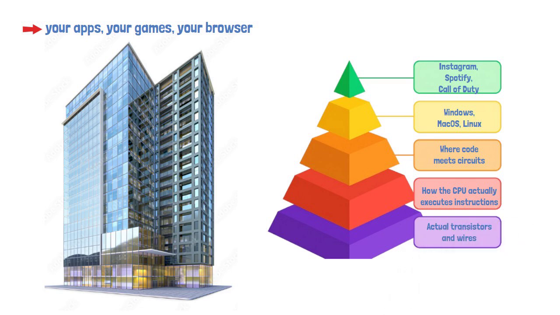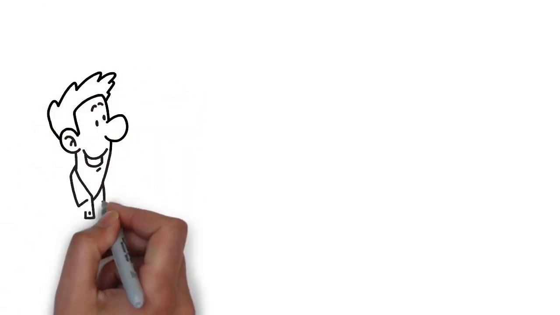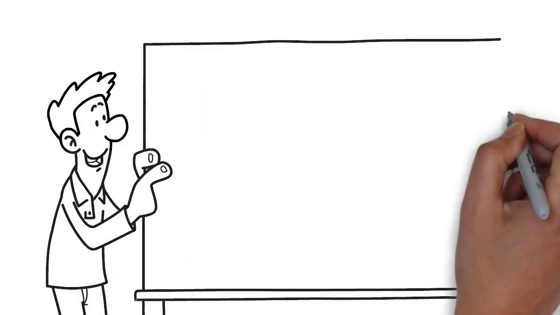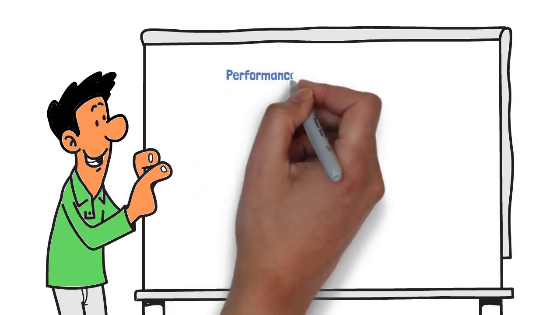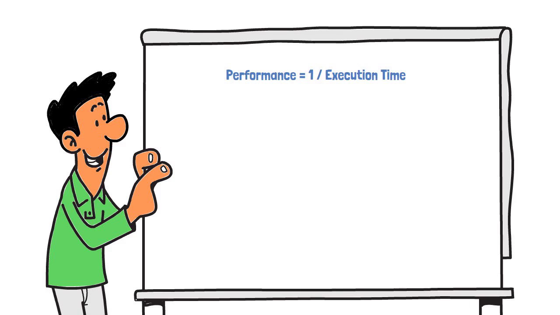Here's the mind-blowing part. To make your computer 10 times faster, you might need improvements at every single layer. Miss one, and you've created a bottleneck. Here's a secret formula the tech companies don't want you to understand. Computer performance goes beyond gigahertz. Performance equals 1 divided by execution time. Simple, right? Wrong. Let's break this down so you get the real gist.